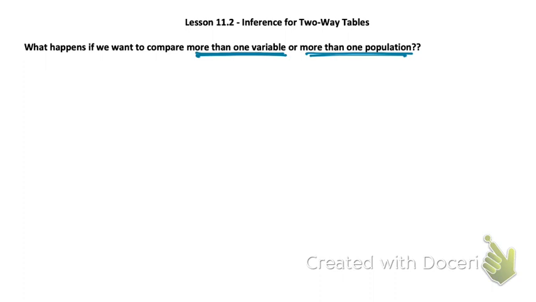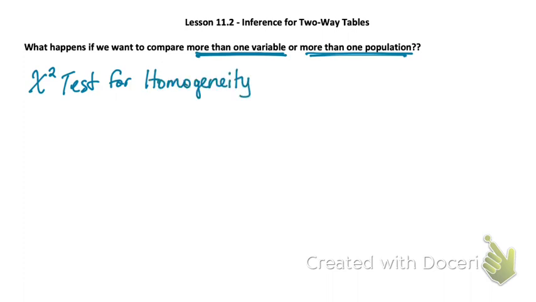We're going to use either a chi-squared test for homogeneity, or we're going to use a chi-squared test for independence. One of those two will be used. How do I know when to use which one?